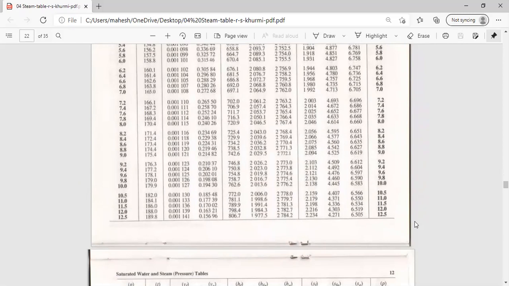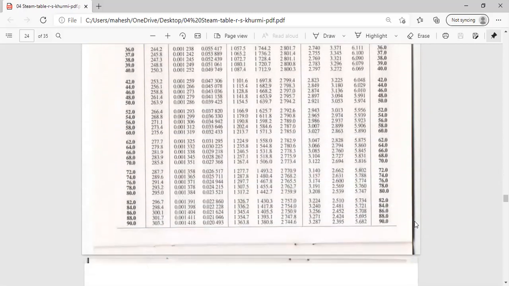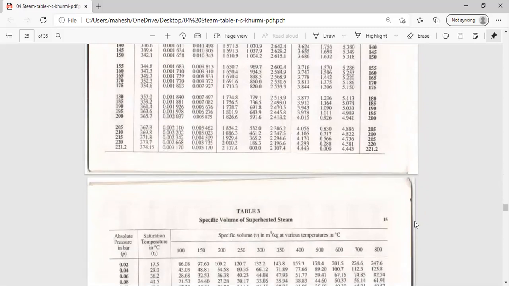It means that the water would boil at about 180 degrees centigrade if the pressure is 10 bar. Let us go to 100 bar now. 100 bar means 10 megapascals. So you see that at 100 bar, the boiling point is 311 degrees centigrade. And let us go to the critical point, which is 221 bar. So at 221 bar, look at this, the temperature is 374 degrees centigrade.